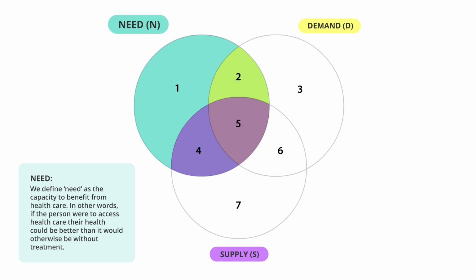Some of the need circle overlaps with supply. If the care that is supplied is appropriate or cost-effective, then need has been met, as depicted by areas 4 and 5. Some of the need circle does not overlap with supply. This is unmet need, as depicted by areas 1 and 2.